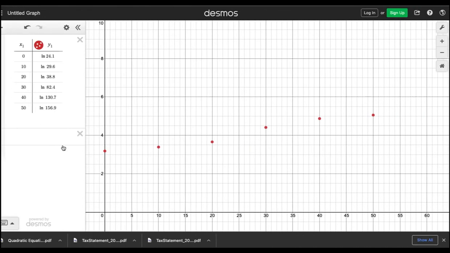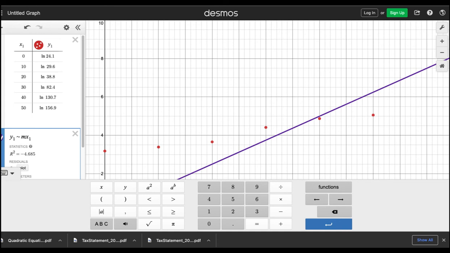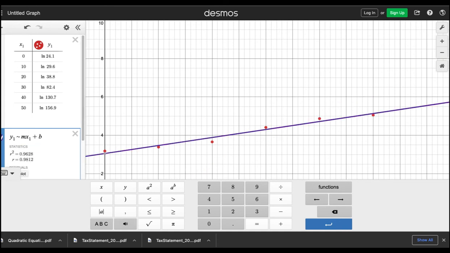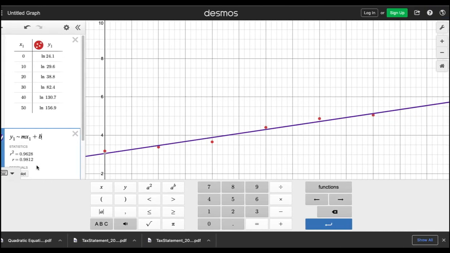So here's the data we get when we plot it. And I love Desmos because it allowed us just to put natural log of 24.1 as opposed to actually putting the values in there ourselves. And so now, since we have linearized the data, we're going to do a linear regression. So that's going to require me to do y sub 1 tilde is equal to mx sub 1 plus b. And so we get this equation here and that's going to be our answer for part B, I believe. So the first thing, linearize the data. That is, we did that. We put in a scatter plot, find a regression equation for the linearized data, and that's what we have here.